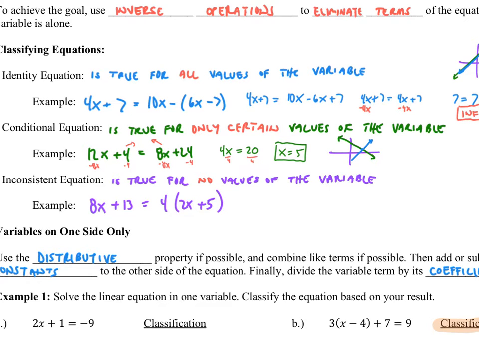And they don't need to be perpendicular or anything. I just kind of drew it that way, but they would cross at that one point. So they have one place where they're equal. That's the x value there. And of course, I could find the y value of that point by plugging 5 into one of these two things, and it would tell me the y value of that point. So that's what a conditional equation looks like, algebraically and graphically.